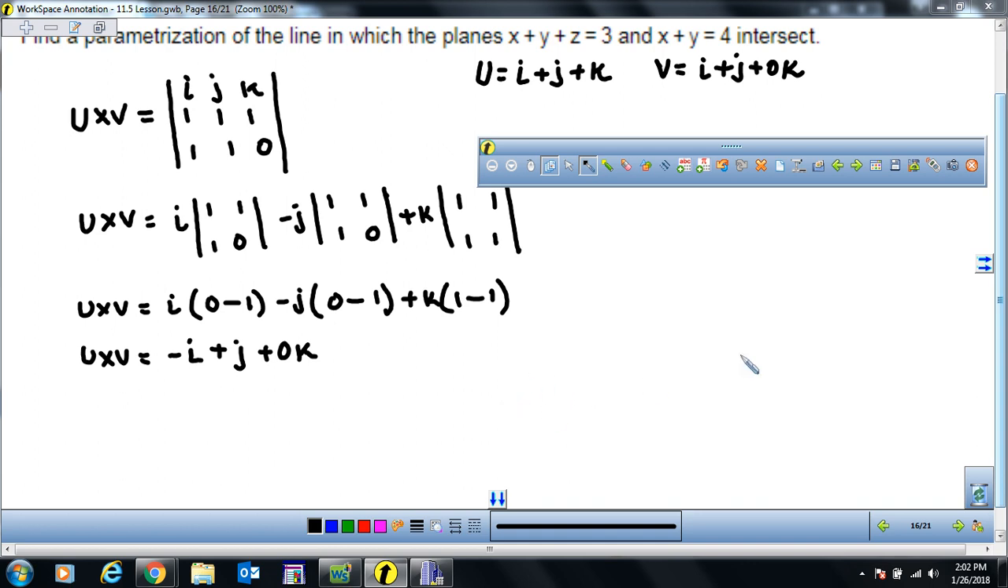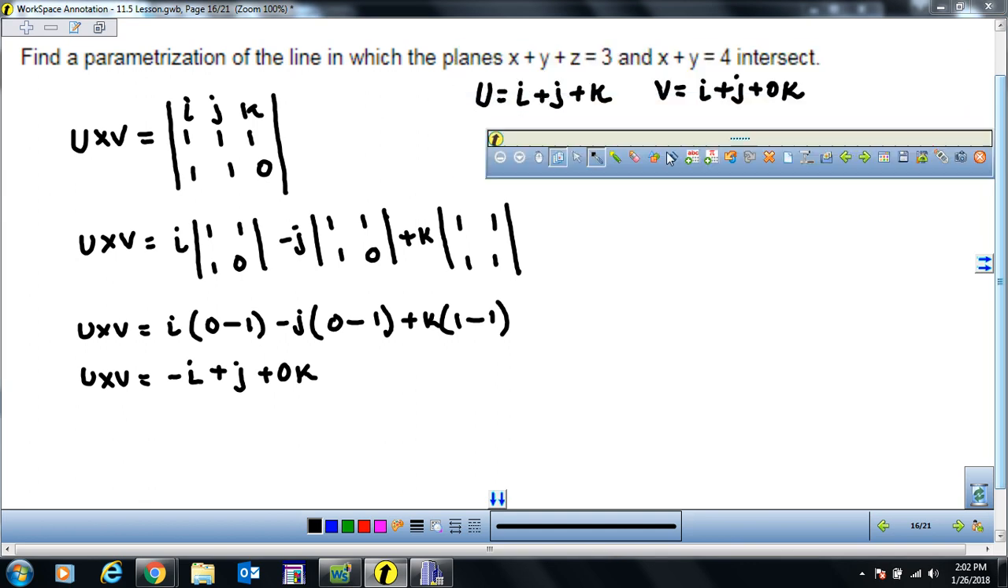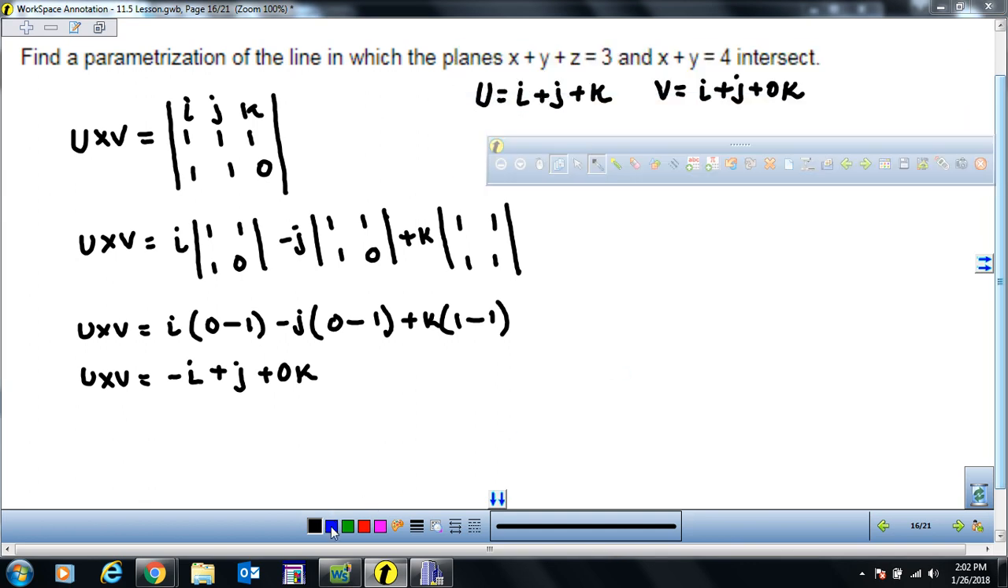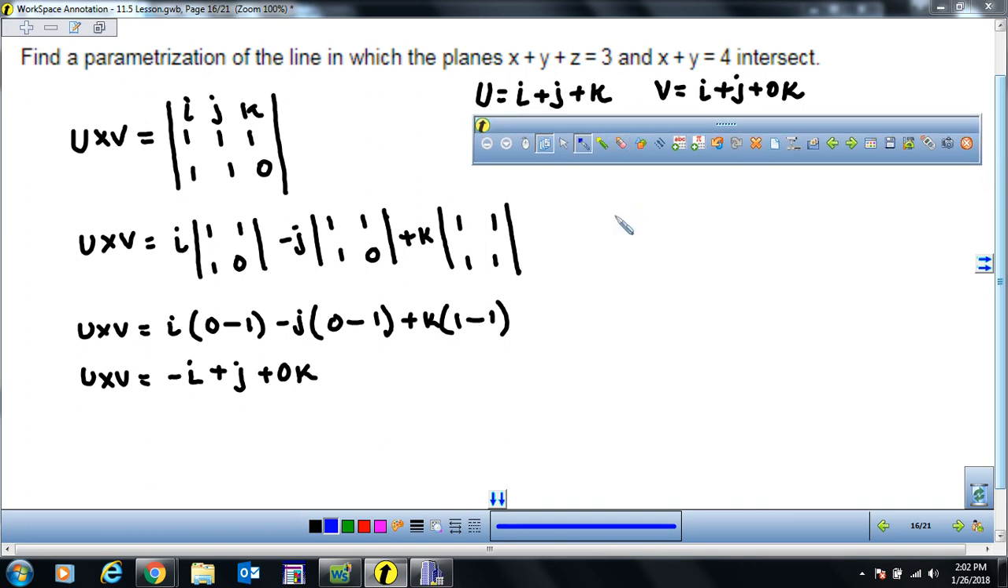Now the only thing we need is at least one point that will be on that line. So to find one of the points, we need to find the intersection of those two planes. I'm going to do something a lot easier to find the intersection, because this one has 3 variables and this one has 2. Both of them have the x and the y.